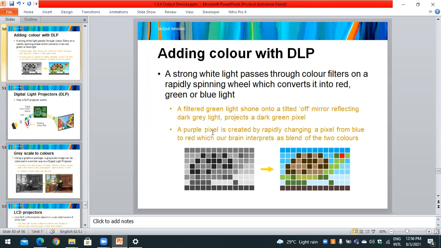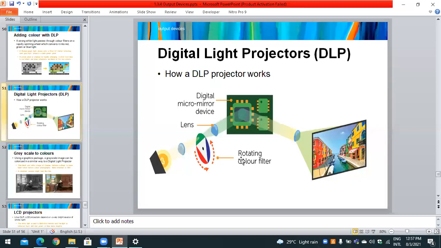Now, a purple pixel is created by rapidly changing a pixel from blue to red. You knew how to make these colors very early in childhood. Our brain interprets it as a blend of two colors. So when the board, this rotating color filter, spins quickly, we see these images and colors being formed.